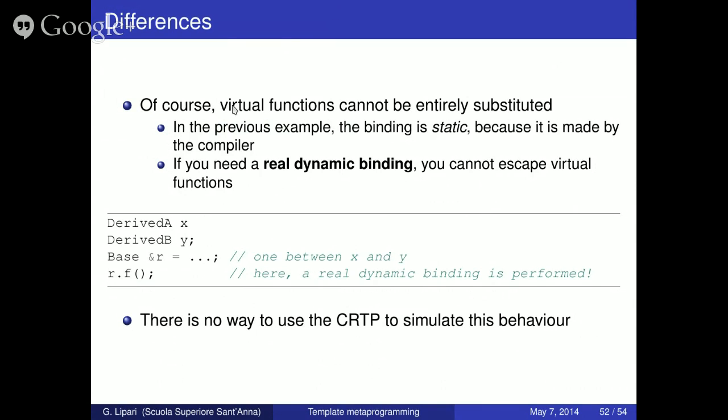For example, if you have a Derived A x, Derived B y, and then you have Base& r equal to a choice between x and y, then r.f needs a dynamic binding to understand which one is going to be called. And there is no way to use the curiously recurring template pattern to simulate this behavior.